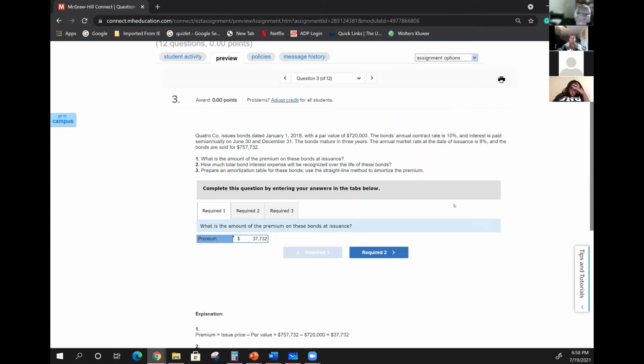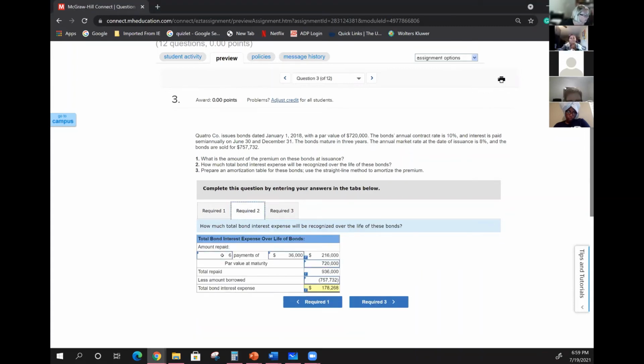Okay, so we know we have a premium because what we collected in cash is more than the face value. So when we record the entry, we're recording what we received in cash, but that bonds payable is only going to be the face value. Okay, so it wants to know what is the premium. Well, the premium should be the difference between what we actually collected, which is the 757,732, less the face value, which is 720,000. So 757,732 minus 720,000. Let me just make sure I get the same number. Yeah, 37,732. So you want to just take the difference.